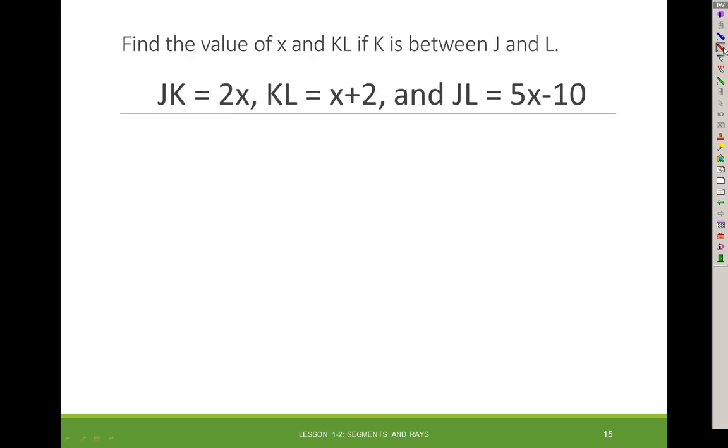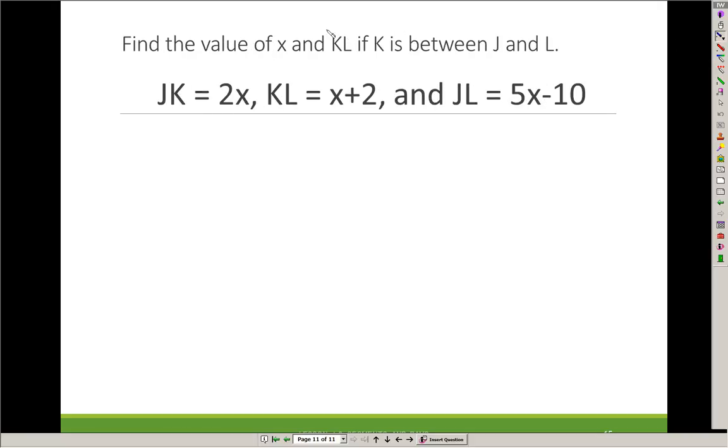Here, we need to find x and the measure of segment KL if K is between J and L. So let's draw that again. K is between J and L, so K is somewhere in the middle. J and L are on the ends, capital letters for those points. Measure of segment JK is 2x. Measure of segment KL is x plus 2. And the measure of the whole thing, segment JL, is 5x minus 10.